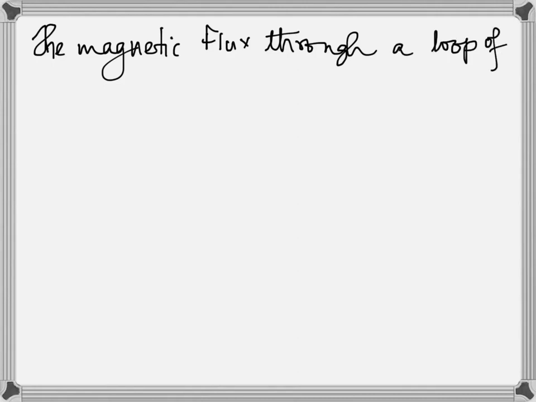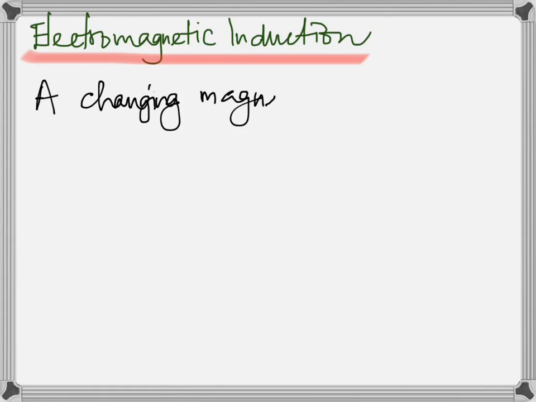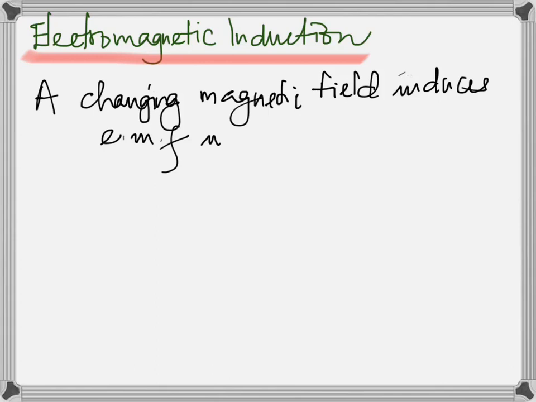The magnetic flux through a loop. Oh, sorry. That was slide number 2. So that's the definition of electromagnetic induction, and that is what this whole chapter is built on. A changing magnetic field or magnetic flux induces EMF in a circuit. As simple as that.